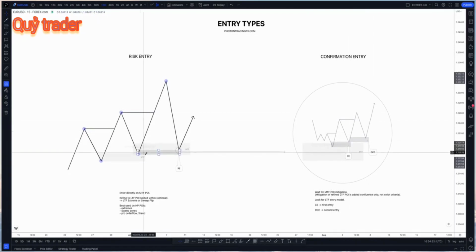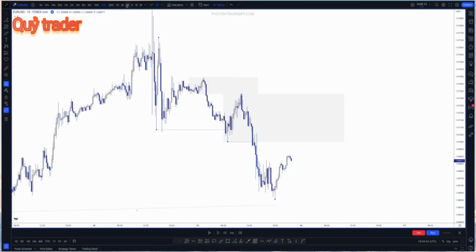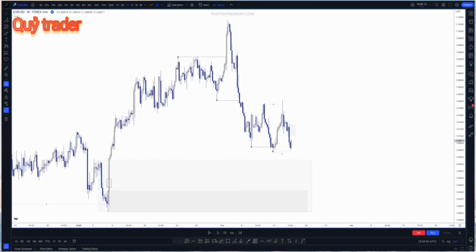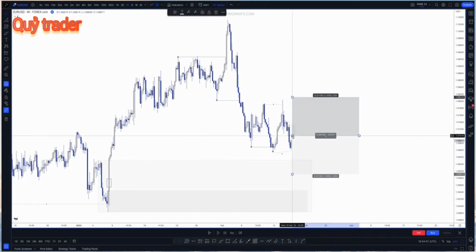So I'm going to talk through that, and I'm going to also talk about how we could potentially take a risk entry on our medium time frame POI too. Okay, so if I go back to the 4-hour chart, the most unrefined way to do it would be to just enter a limit on your medium time frame POI.